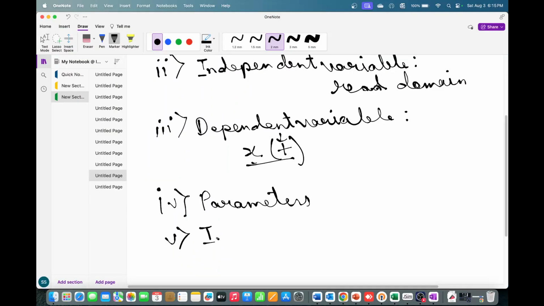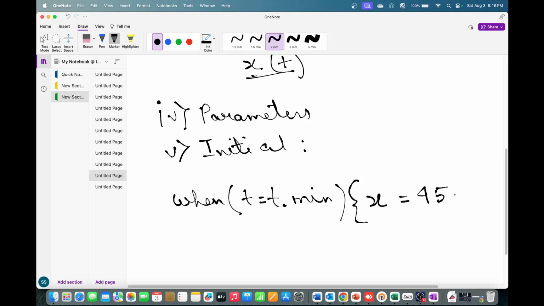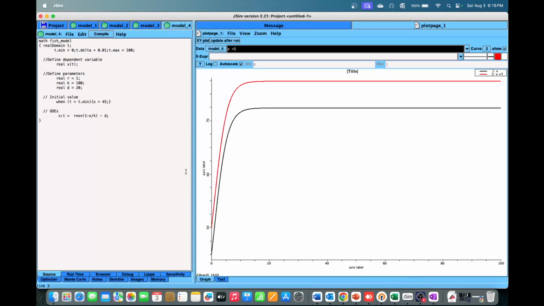you define the initial values. How do you define the initial values? The syntax is like this: when, then a first bracket, t equal to, say, t dot min. You have defined t min before. Then you close the bracket, then you open a curly bracket like this. Then you say what the value of x is there, and don't forget the semicolon. This is how you define the initial values. So keep these small syntaxes in mind. This might come in the exam.